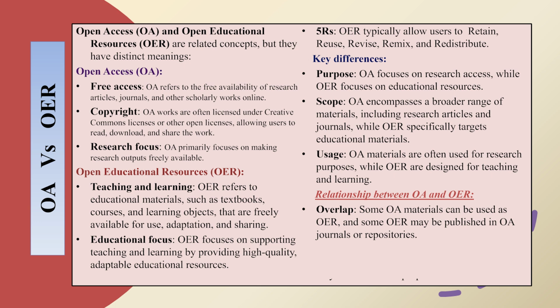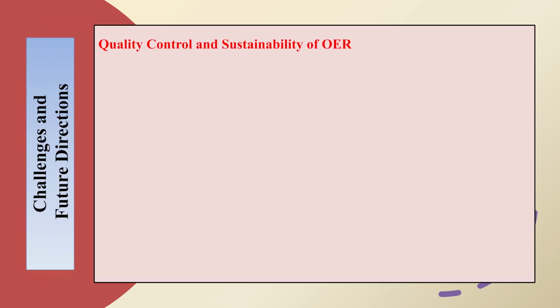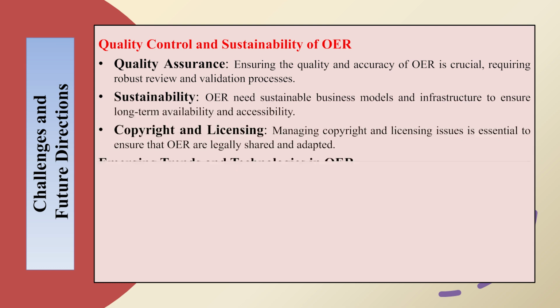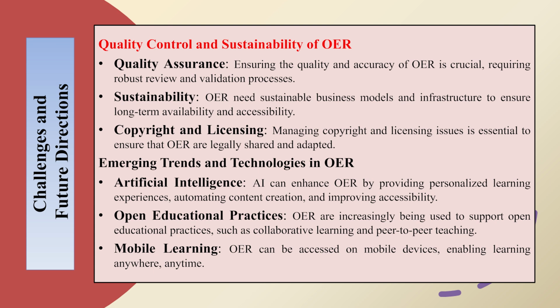Some materials can be used as OER, and some may be published in OA journals or repositories. Complementary, OA and OER both aim at access to knowledge and support education, but they serve different purposes. So each has its own distinctiveness, but they work together. Challenges and future directions include quality assurance, sustainability, and copyright, along with emerging trends in technology, like artificial intelligence, open educational practices, and mobile learning. These are the things we have to show.